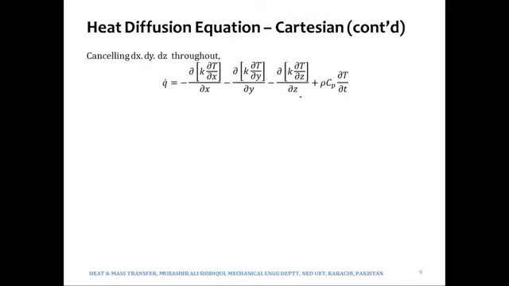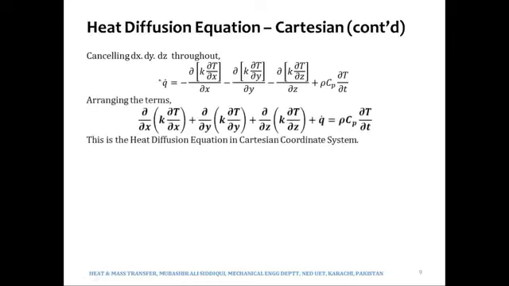Now we have got three negative terms on the right hand side of the equation. So if we take those terms to the left hand side of the equation, just to write them with a positive sign, we will have ∂/∂x of k ∂T/∂x, ∂/∂y of k ∂T/∂y, plus ∂/∂z of k ∂T/∂z, plus q dot is equal to rho c ∂T/∂t. This equation is called the heat diffusion equation in Cartesian coordinate system.